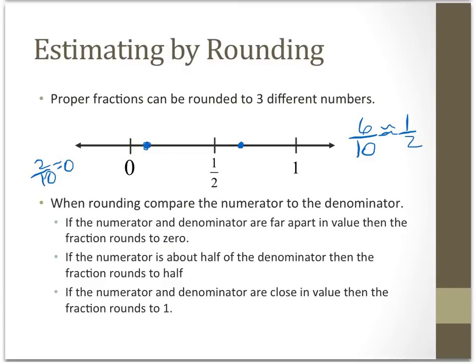And finally, if the numerator and denominator are very close in value, then that fraction will round to 1. For example, if I had the fraction 9/10, notice how 9 and 10 are very close together, which means that fraction would round to 1, and 9/10 would be somewhere here on the number line. So that would be about 1 when it rounds. Those are your 3 different ways to round fractions. Again, fractions are going to round to 0, a half, or a whole.